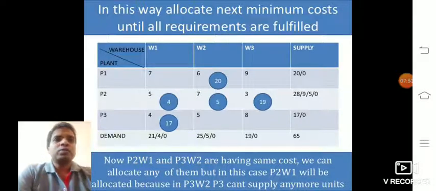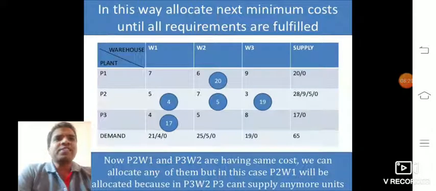Now demand is fulfilled, so remove the column W1, and in the supply, among 9 we have allocated 4 and it is left with 5. Now delete the W1 column. Now next least cost cell is 6, that is P1 W2.